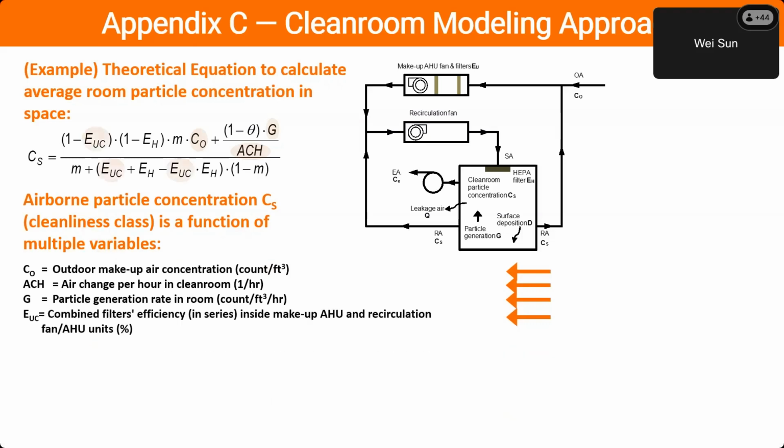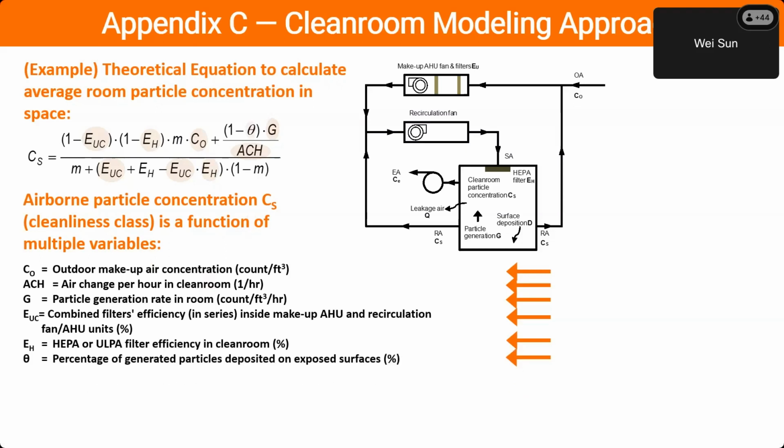Also the combined filter efficiency inside the AHU and the recirculation, typically they are in series connection. And since they have a filter, they have an efficiency. So these are one of the variables as well. At the ceiling level, you have a HEPA filter. Of course, that efficiency also makes a difference.